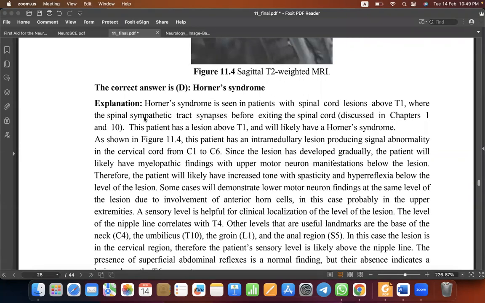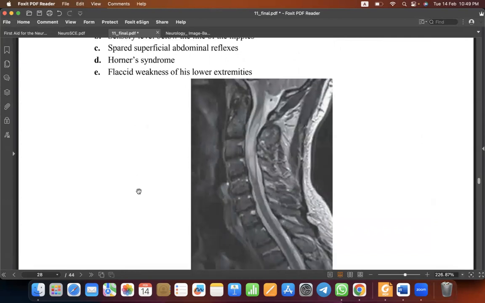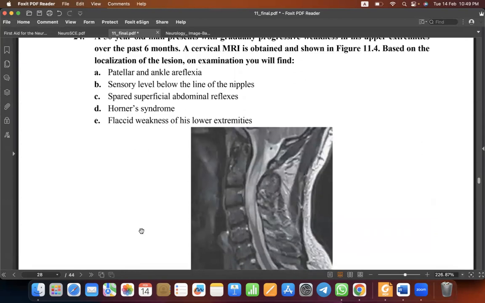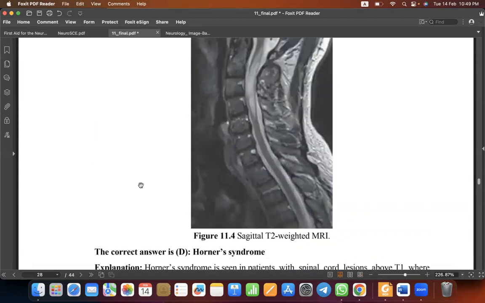Okay. So Horner syndrome should come out in a spinal cord lesion above T1. As the lesion is above the T6 segment, there will be absence of superficial abdominal reflexes. So whenever you get a lesion above T6, there won't be any abdominal reflexes. That could be the best possible answer.